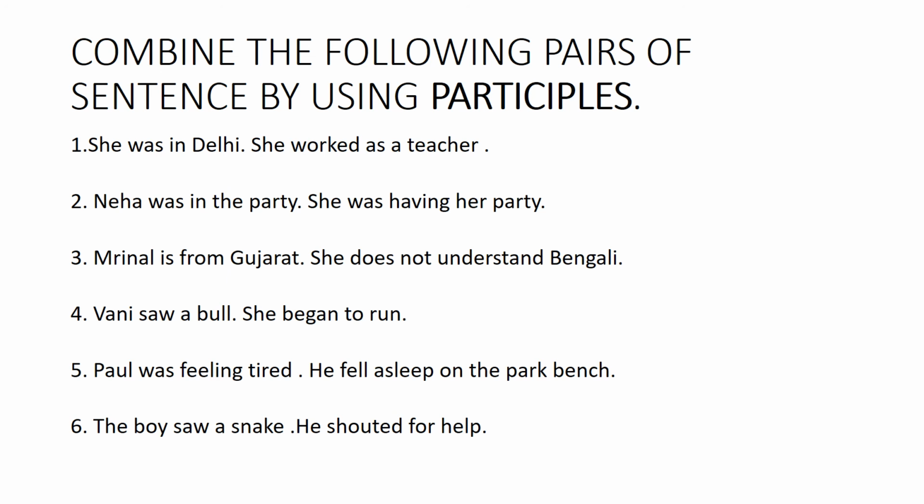Third one, Minal is from Gujarat. She doesn't understand Bengali. Being from Gujarat, Minal doesn't understand Bengali. Fourth one, Vani saw a bull. She began to run. Seeing a bull, she began to run.